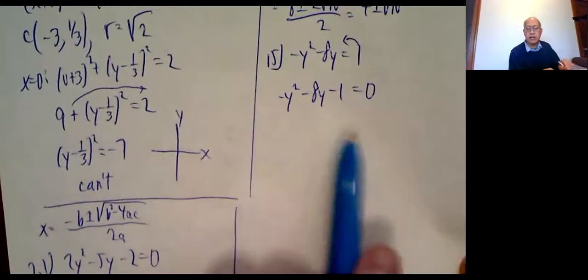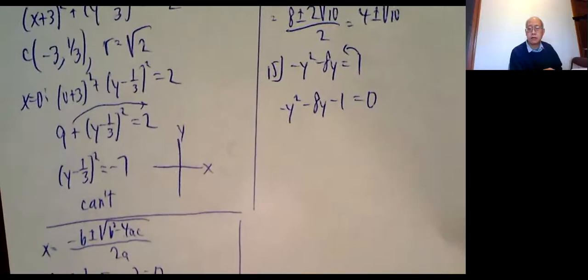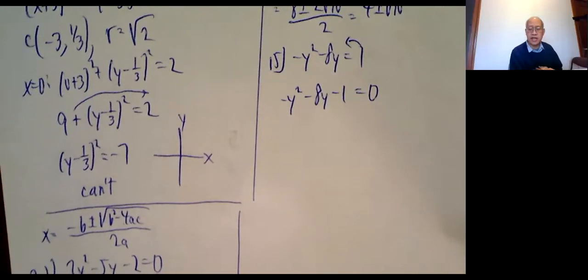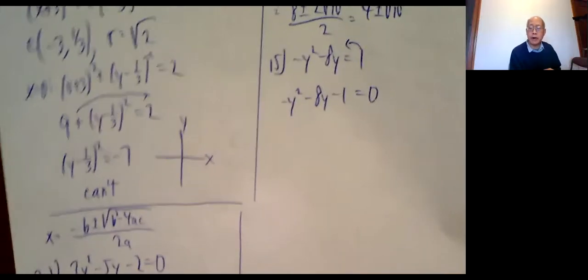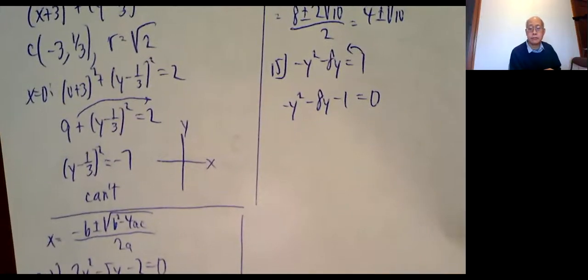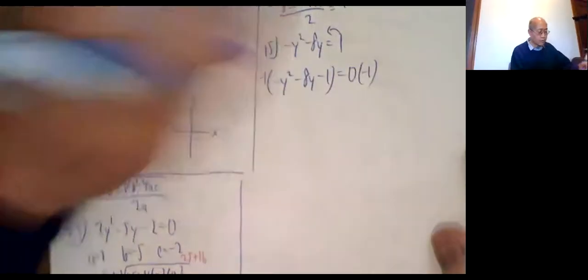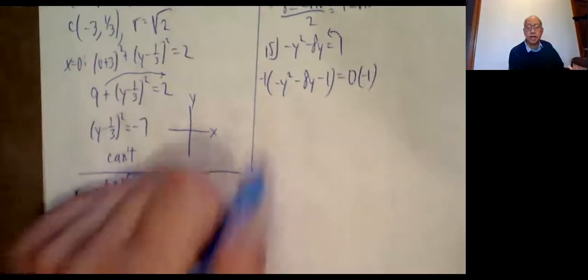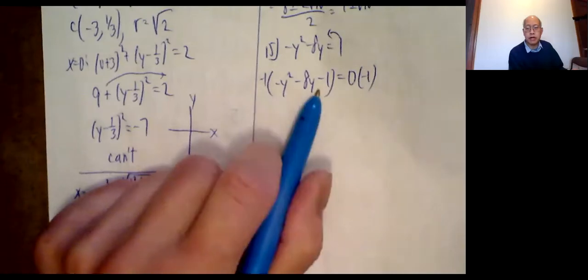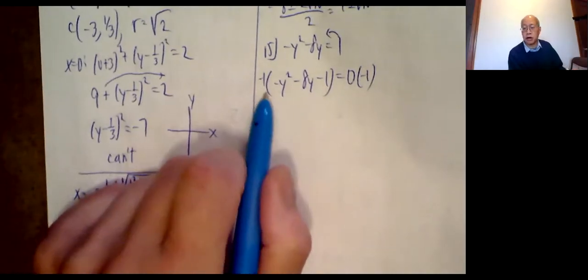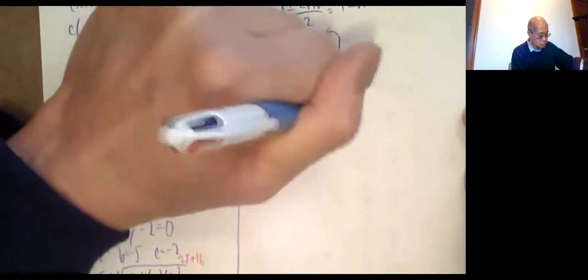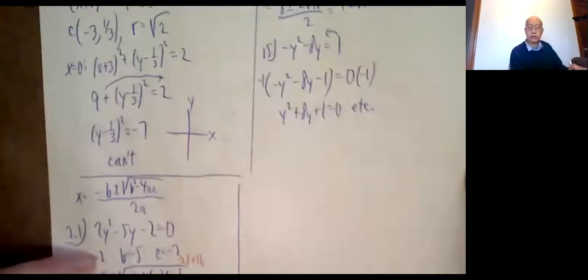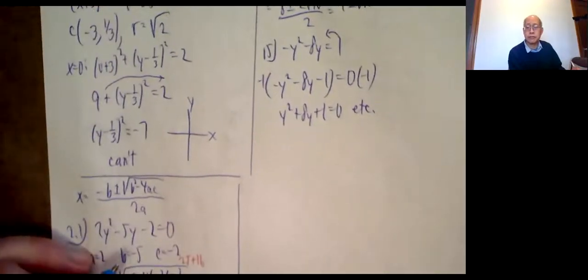Can you guess why I don't like this equation? Everything's negative. Is there a way I can make them all positive? Multiply both sides by -1. So instead of the worst case scenario, where they're all negative, I make it the best case scenario, where they're all positive. And then I'll just say, etc. You take it from there.